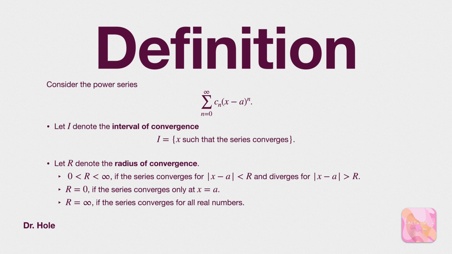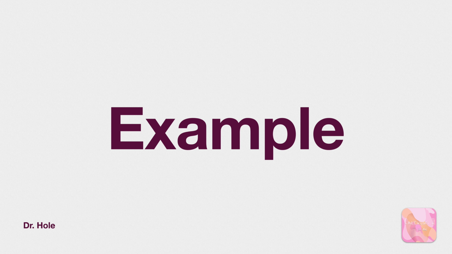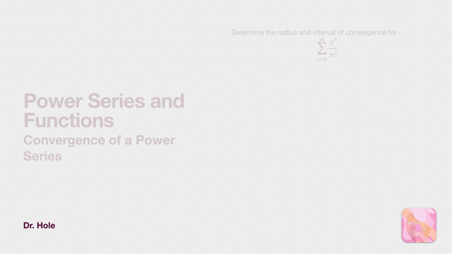Very good. So two definitions here. Interval of convergence, capital I, radius of convergence, capital R. And in practice, we go about finding capital R and then check endpoints to determine the interval of convergence, capital I. So let's look at an example.